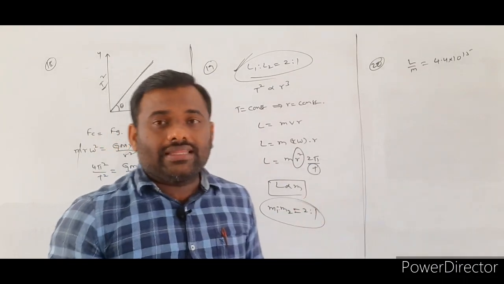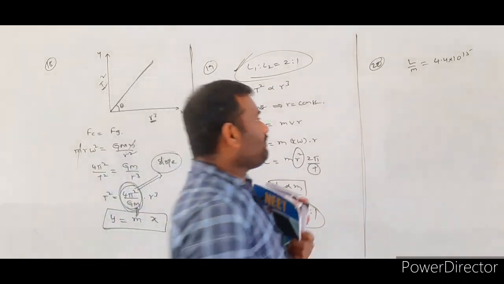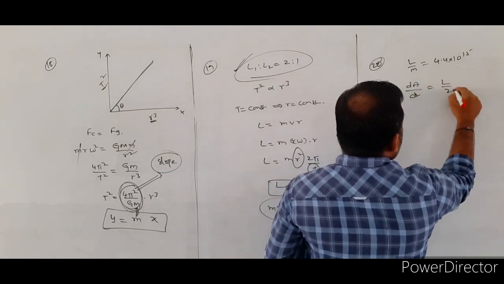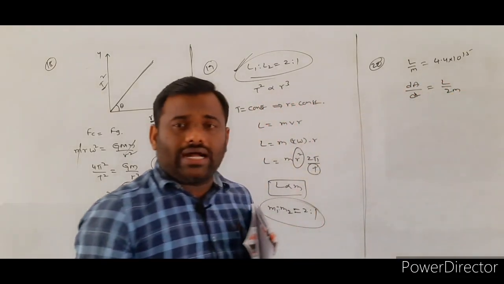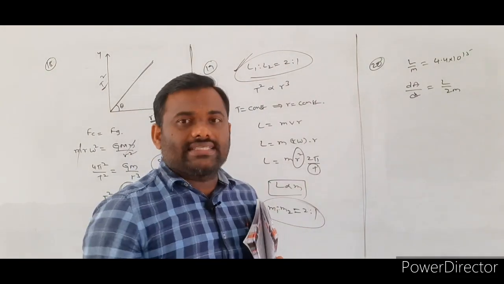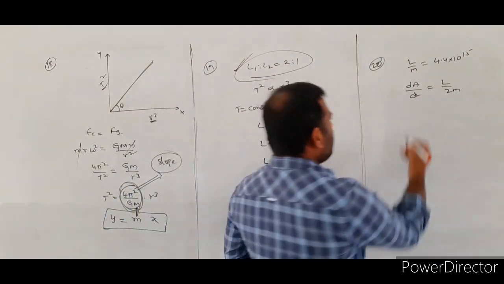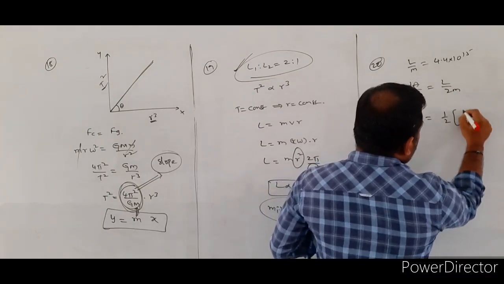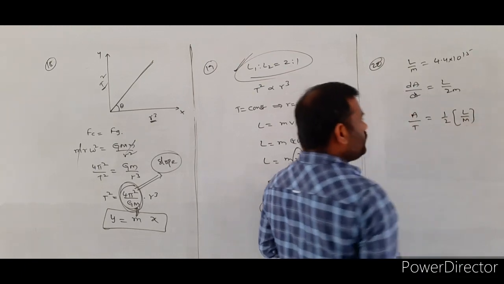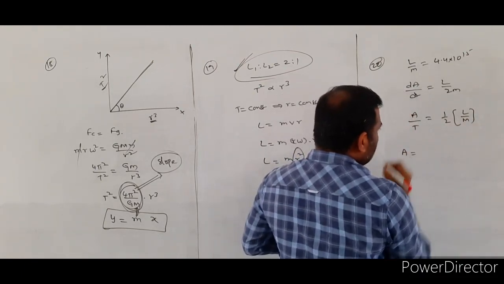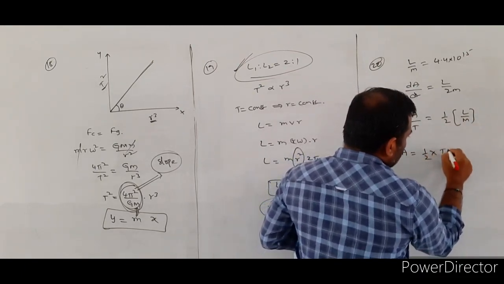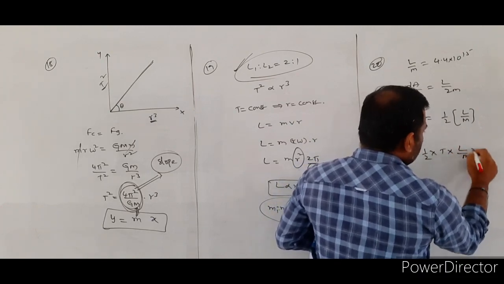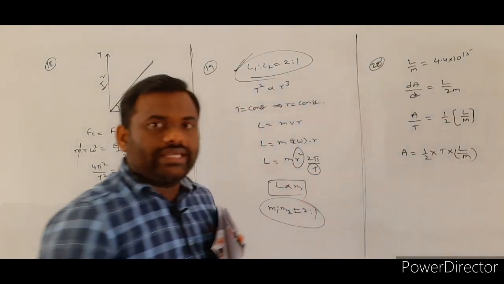So it is based upon Kepler's second law. What is Kepler's second law? dA by dt is equal to L by 2m. What value are they asking? The area value. So I will write A by T is equal to 1 by 2 into L by m. We need the area value, therefore A is equal to 1 by 2 into T into L by m.